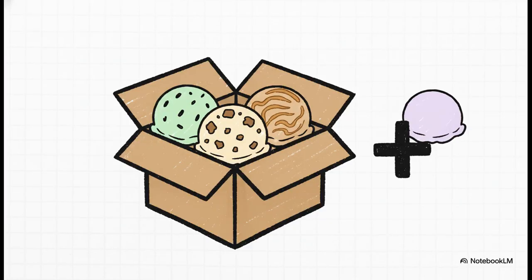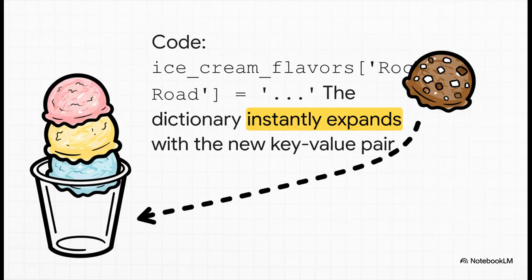Okay, so here's our dictionary right now. We've got 3 flavors. Now let's add a new one, say Rocky Road, and watch how simple this is. And there you have it, just one line of code. We give it the new key, Rocky Road, and assign its description. Python sees it's a new key and just adds it to the dictionary. It is literally that easy to add stuff on the fly.